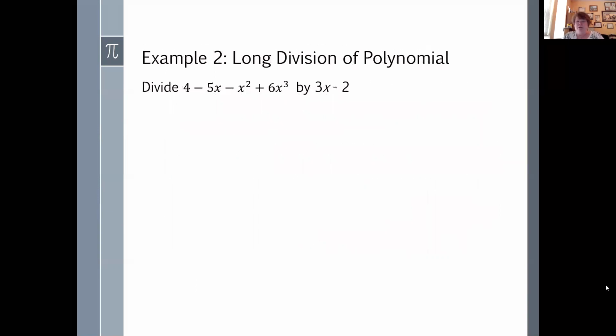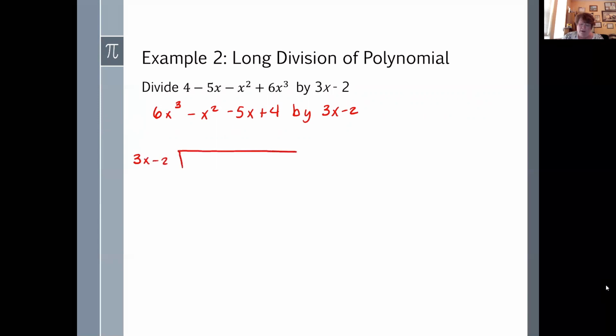All right, let's do this one for practice. Divide 4 minus 5x minus x squared plus 6x to the third by 3x minus 2. And I do need to rewrite that dividend in descending order of powers on x. So I need to write this as 6x to the third minus x squared minus 5x plus 4. And I'm dividing that by 3x minus 2. So let's write down our divisor outside a division bar, let's put our dividend inside that division bar.